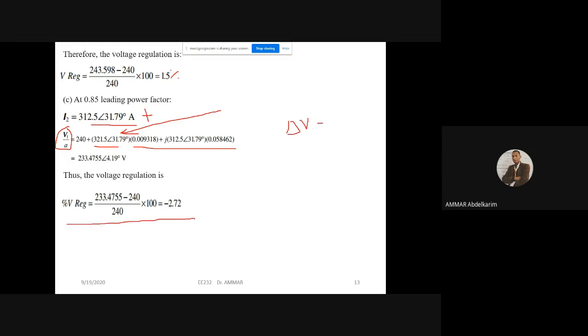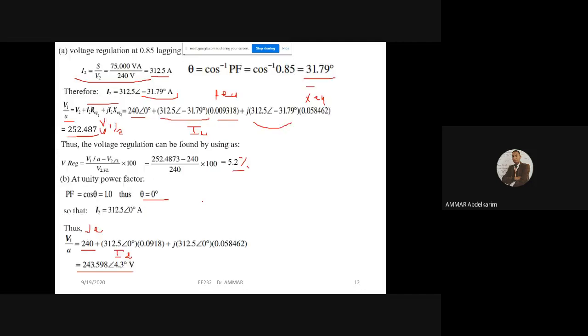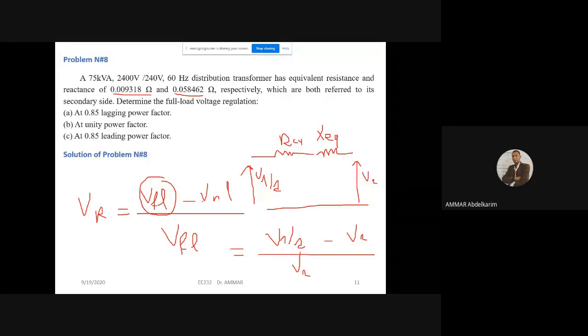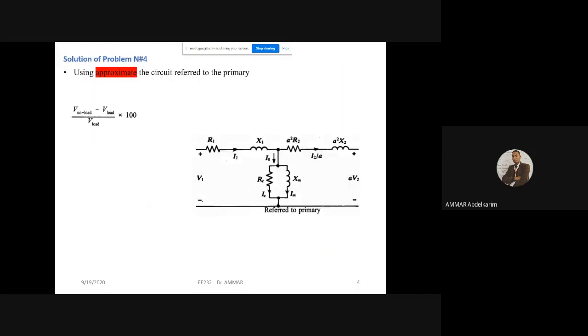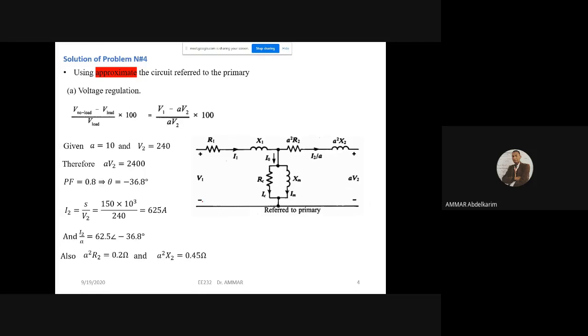It's 233.47 minus 240 over 240, and it equals minus 2.72%. So this is problem number 8. I just solved it, even though it was solved in the recitation, to see the different cases of the power factor and the difference between this problem and problem number 4. Here, the circuit is referred to the secondary.